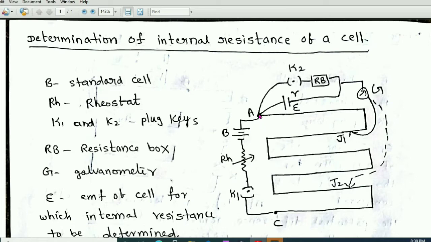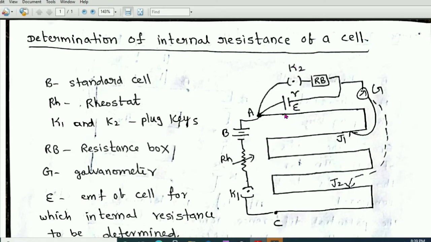A and C are the two terminals for the external connection. Here B, capital B, is the standard cell and RH is the rheostat. By using this rheostat, we can vary the current in the circuit. K1 is the plug key, and the three elements are connected in series. The positive terminal of the battery, a standard cell, is connected to the terminal A, and the other end of the plug key is connected to the terminal C. It is the plug key K1 because here we use another plug key, K2.